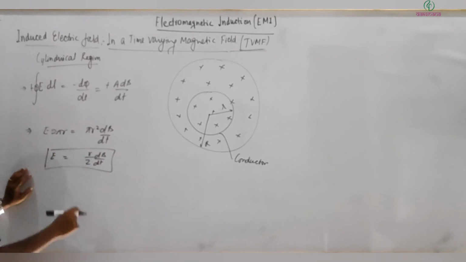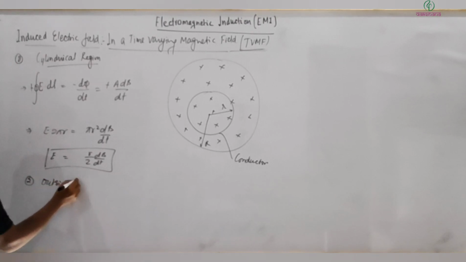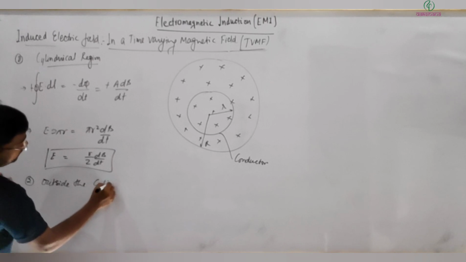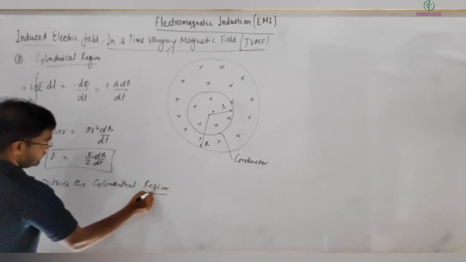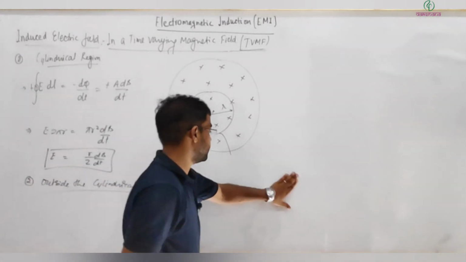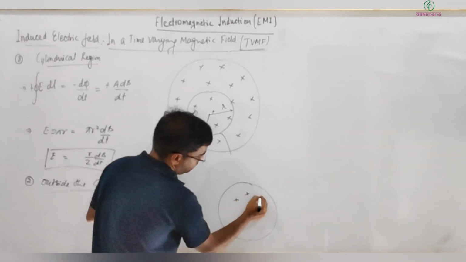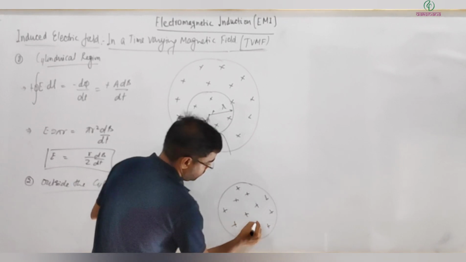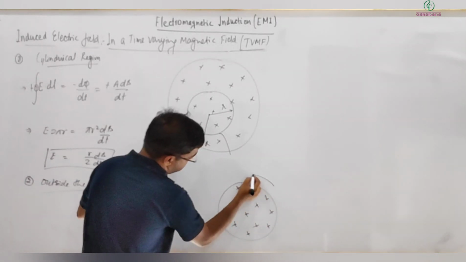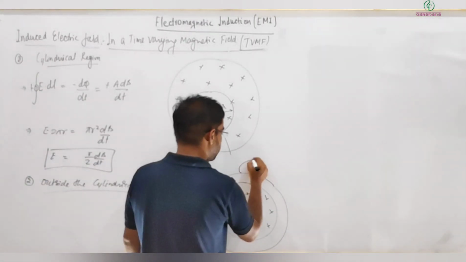Okay, one thing is this, and another thing is outside the cylindrical region. What it means here is that your magnetic field is present in this region, and if I am taking a conductor which is actually lying outside this, so this is now my conductor.